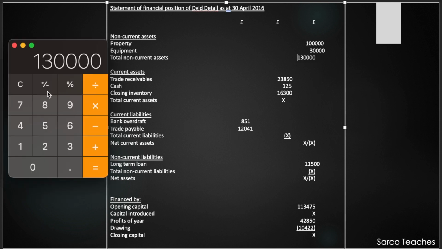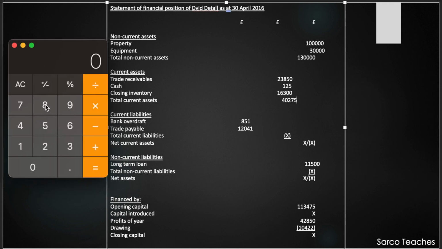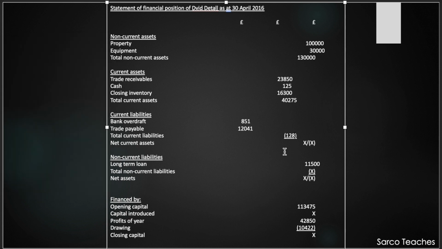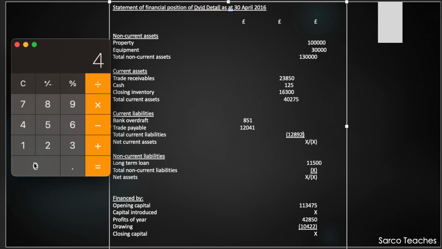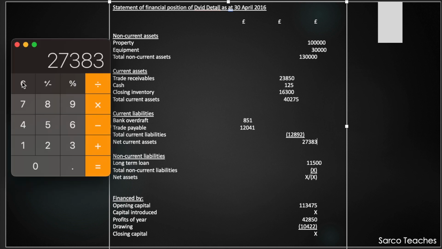Then we have current assets. That's trade receivables plus cash plus closing inventory. Then we put that into total current assets. Current liabilities. We have bank overdraft. We have trade payables. We add them up and put it in total current liabilities. Okay, so now you're wondering what net current assets are. That is total current assets minus total current liabilities.